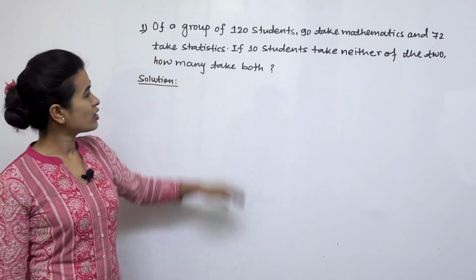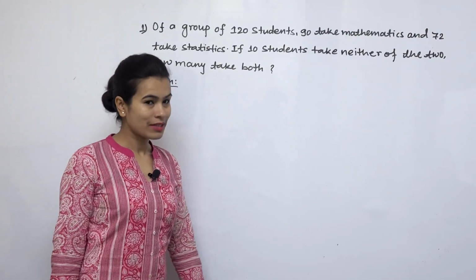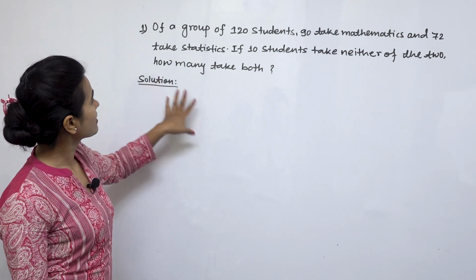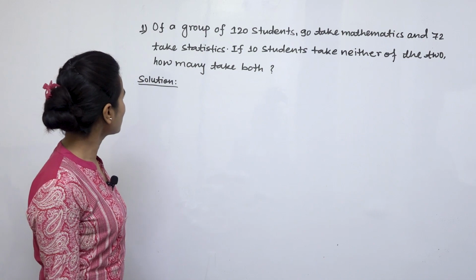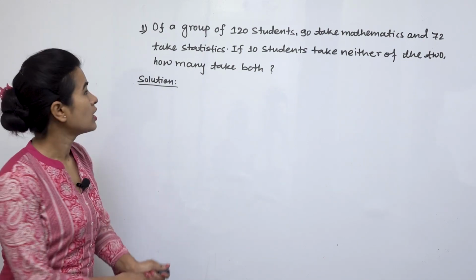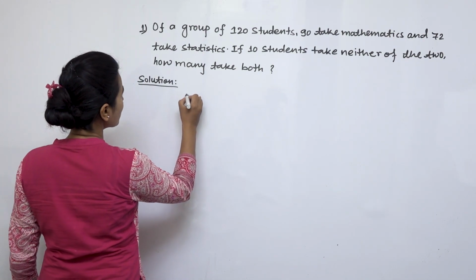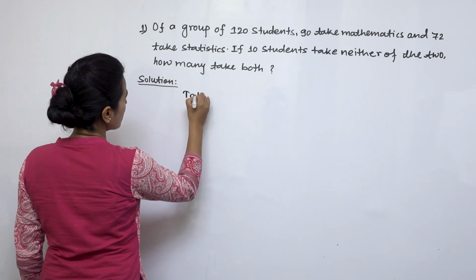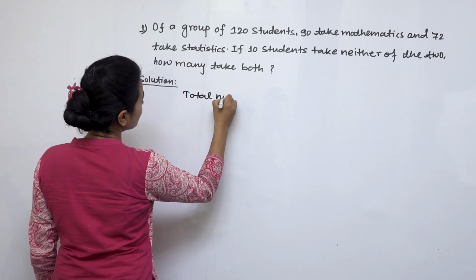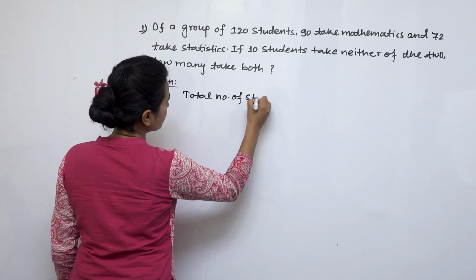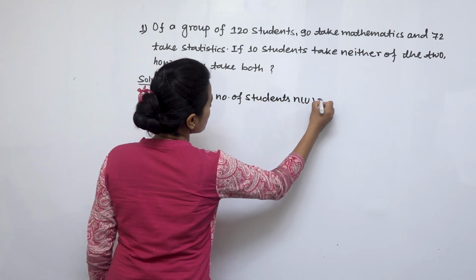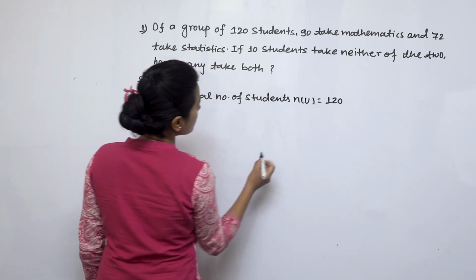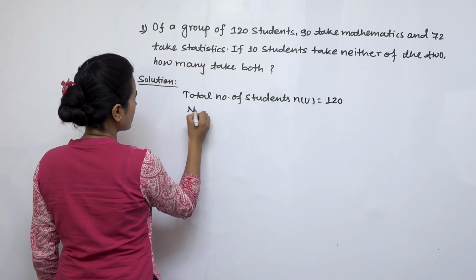Of a group of 120 students, 90 take mathematics, 72 take statistics. If 10 students take neither of the two subjects, how many take both? So first of all, we need to write down the given part. Total number of students, n(U) equals 120. So 90 take mathematics.